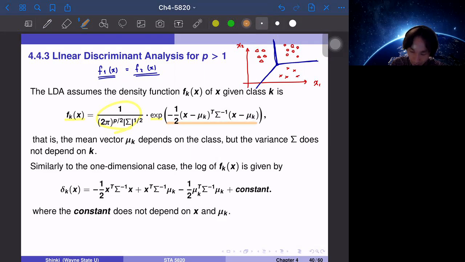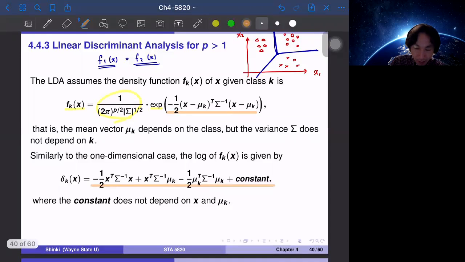And if we expand this, then it becomes this. Basically the term of x transpose sigma inverse mu k, and the negative 1/2 times mu k transpose sigma inverse mu k, and something. So we only have these 3 terms. The constant comes from this yellow part.